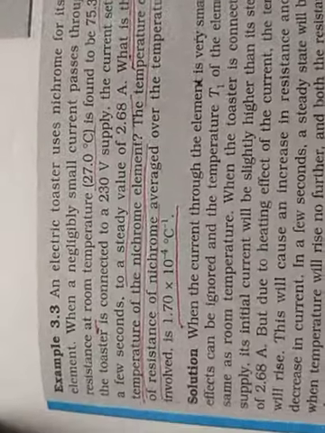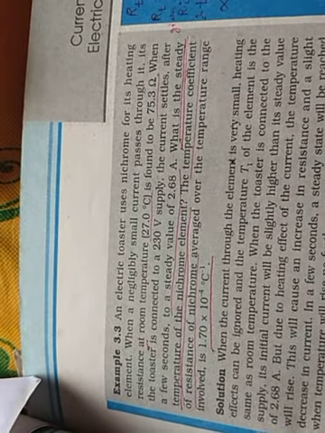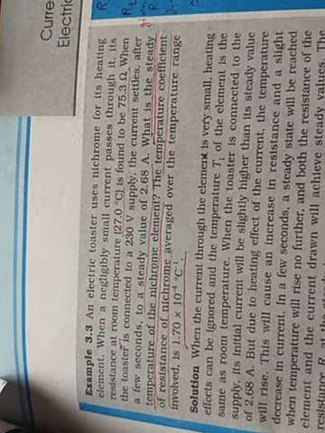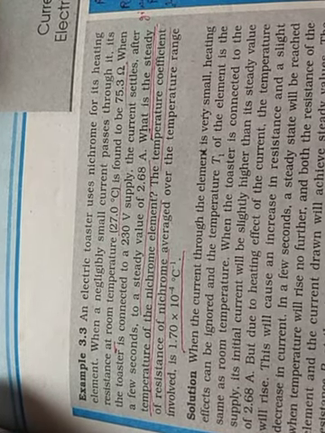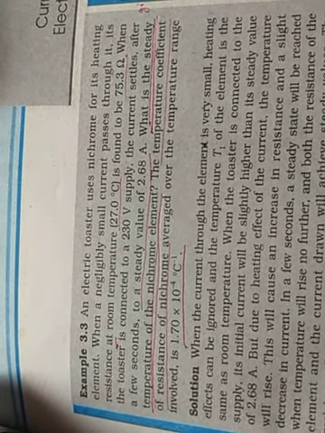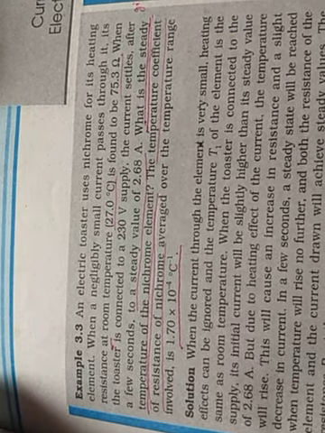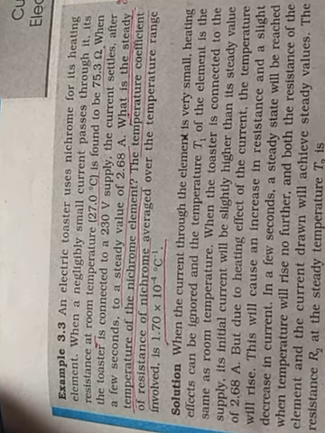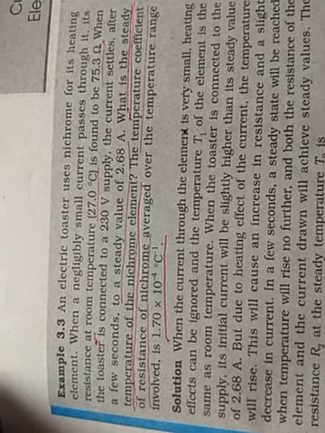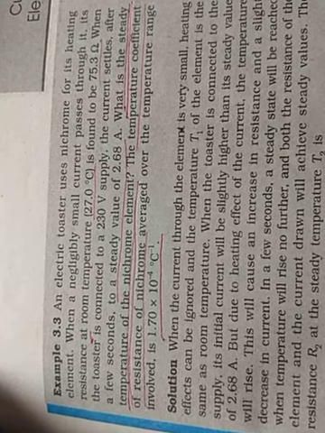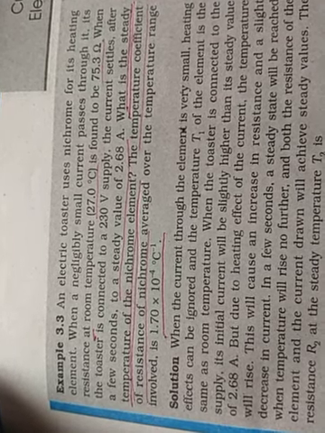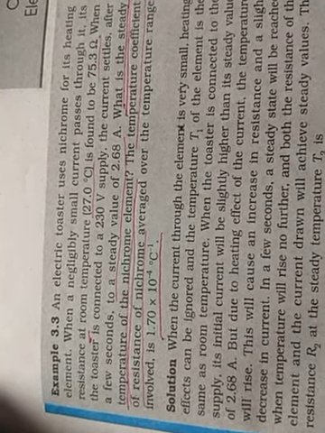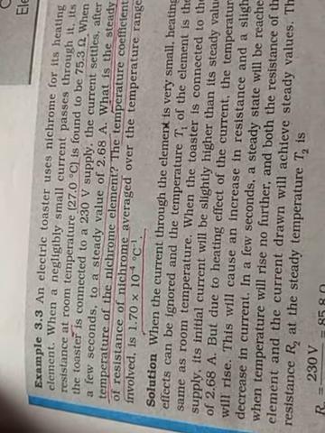Now let us look at another example, 3.3. This example is quite a simple one: an electric toaster uses nichrome for its heating element. That means the wire is made of nichrome, and when a negligibly small current passes through it, its resistance at room temperature, 27 degrees, is found to be 75.3 ohm.